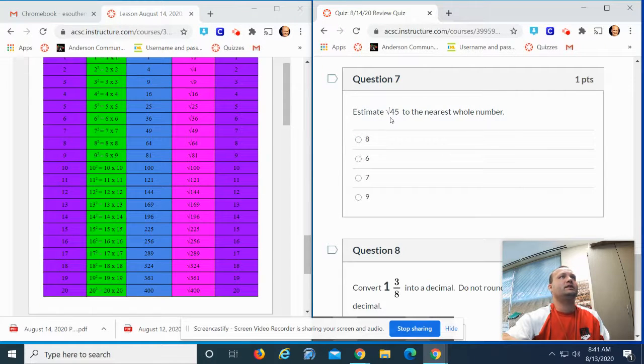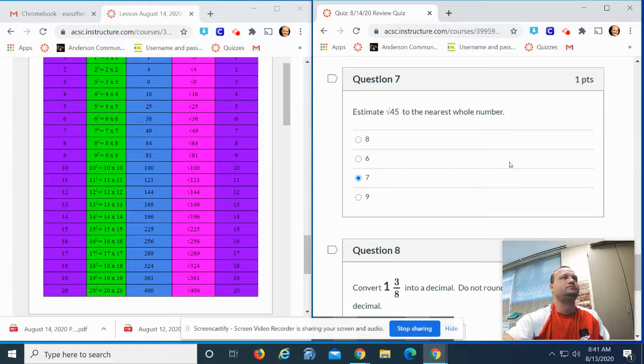The estimate closest to the square root of 45. Same thing here. Find the one above and below. It falls between 36 and 49. And in this case, it is closer to 49, so it's going to be 7.